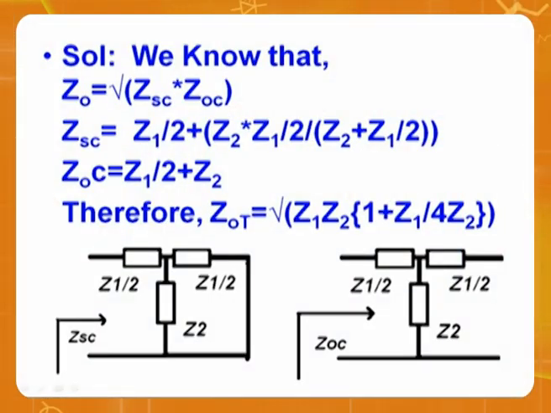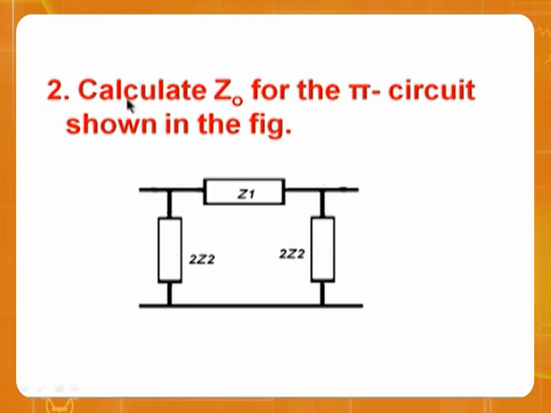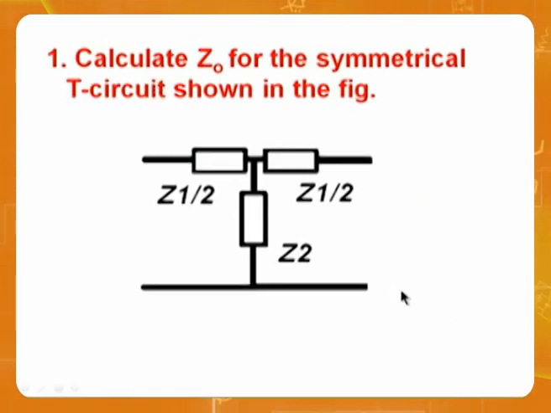Similarly, we can also calculate the characteristic impedance of the pi network. Let me take another problem. See problem 2. Calculate Z0 for the pi circuit shown in the figure. This is also symmetrical. Why do I say symmetrical? 2Z2, 2Z2. If you take the parallel combination of 2Z2, 2Z2, it will become Z2. Similarly, in series, Z1 by 2, Z1 by 2, if you add them, it will become Z1. That's why in the series branch, we divide by 2. In the parallel branch, we multiply. That's the meaning behind taking 2Z2, 2Z2.